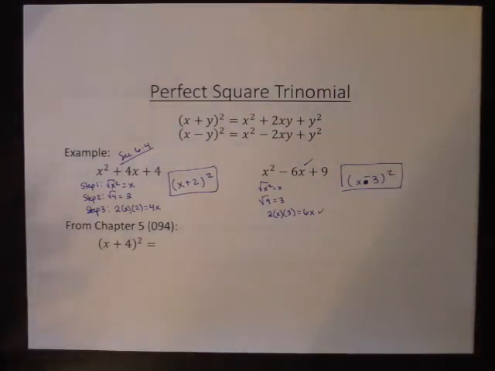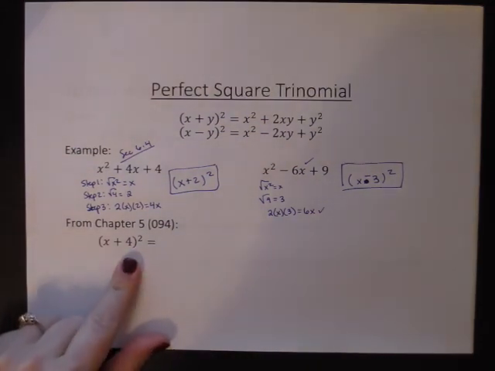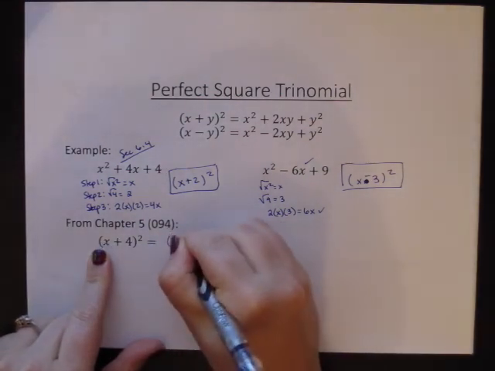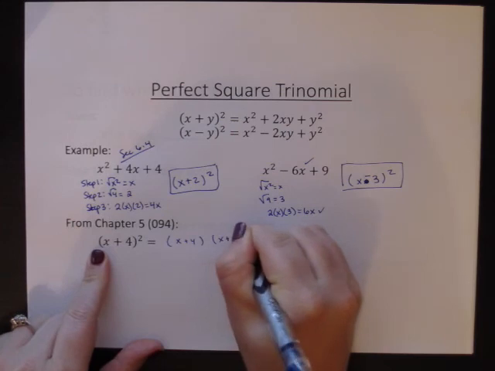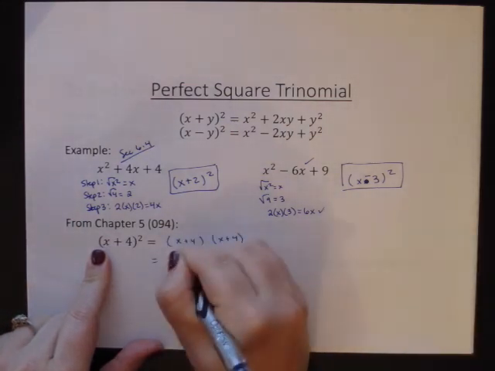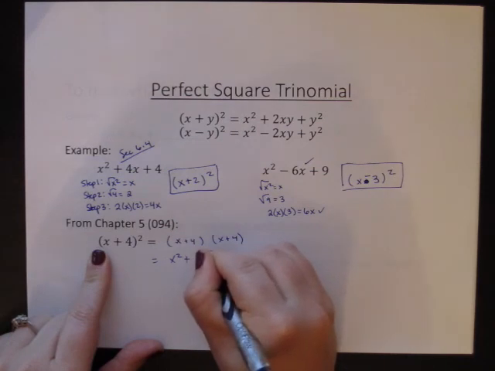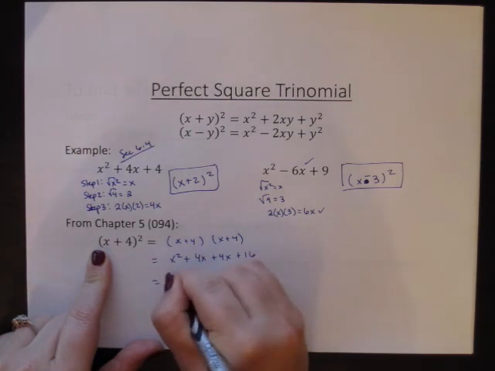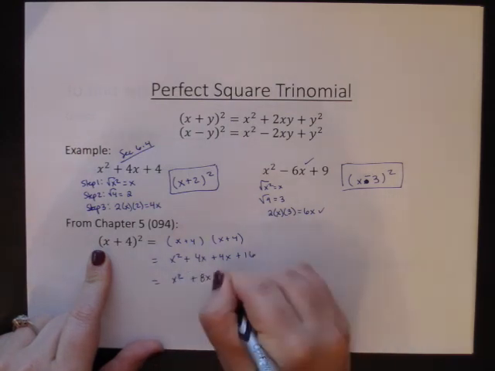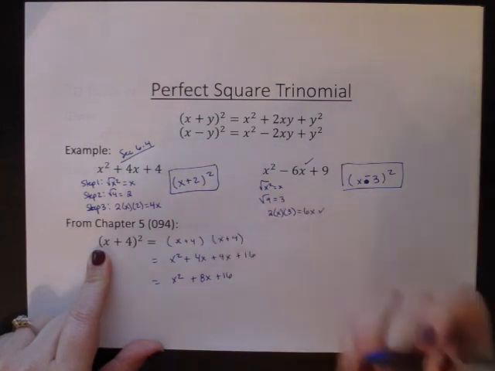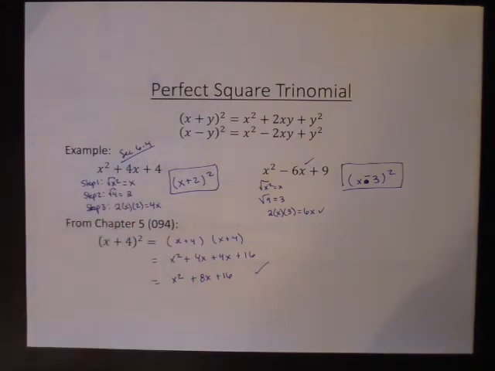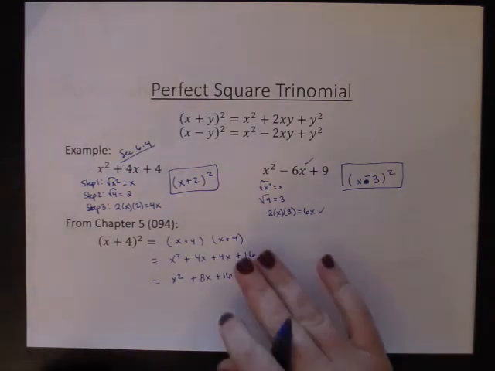Now from chapter 5, so this is in 94, when you see a binomial squared, you can plug it into this form, but typically when we see a binomial squared, we think of the FOIL method. Okay, so x times x, x squared, plus x times 4, 4x, 4 times x, 4x, 4 times 4, 16. So we got x squared plus 8x plus 16. So this is working the forward way, which you learned in 94. This is working the backwards way, which you learned in chapter 6 of 95. Okay, these are all perfect square trinomials.